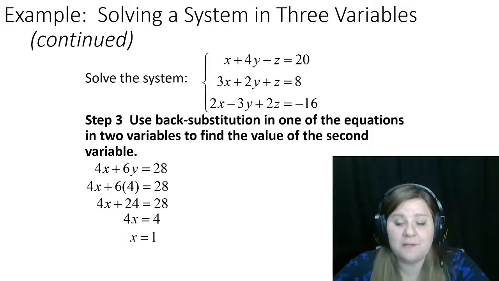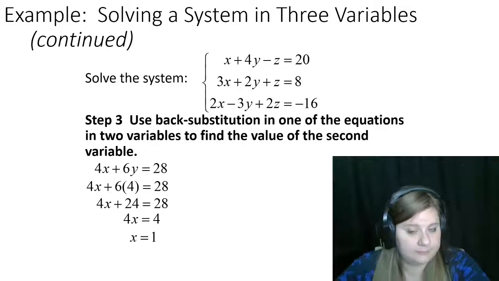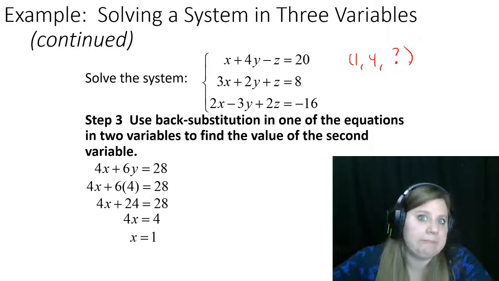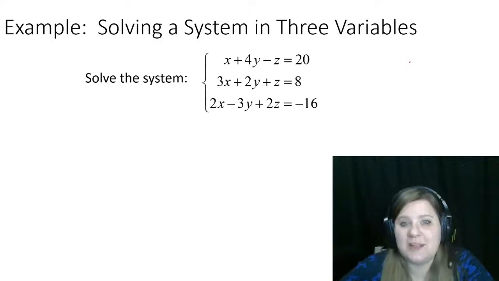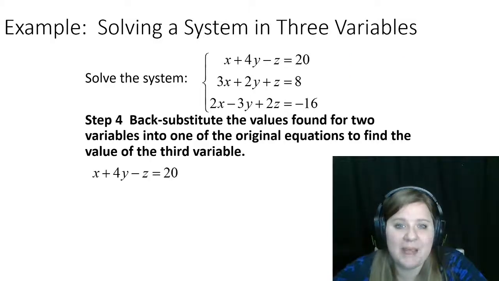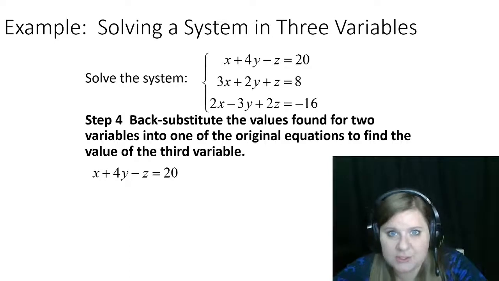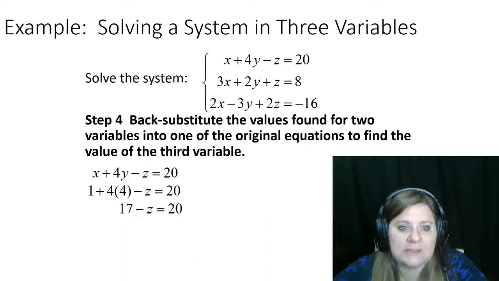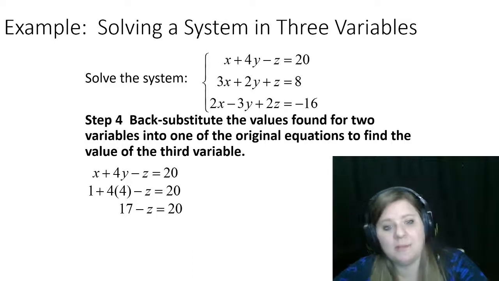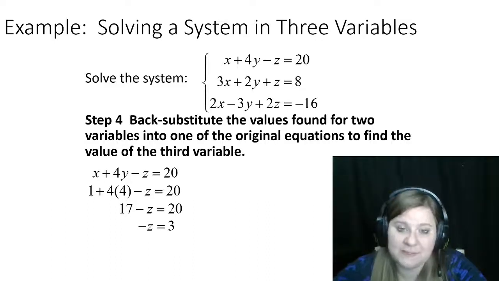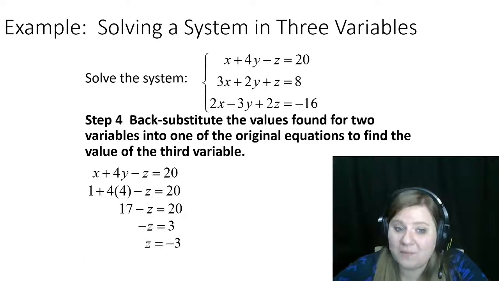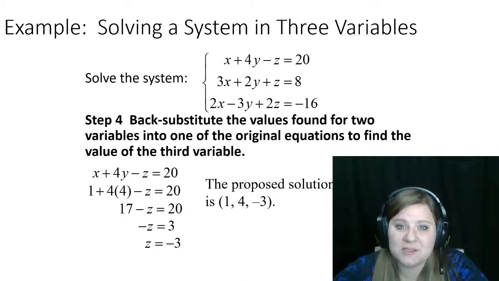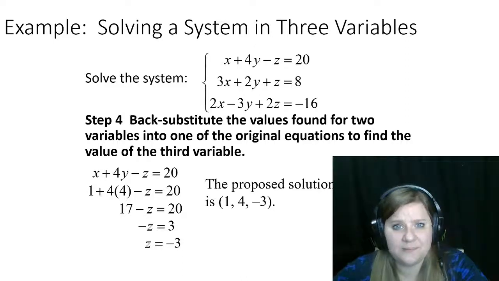So notice that so far I have x equals 1 and y equals 4, so I know my answer is going to be 1, 4, something. To find that something, I'm going to plug 1 and 4 back into one of my original equations. I pick the first one. So I have 1 plus 16, which is 17, minus z equals 20. I subtract 17 from both sides, and I divide by -1, I get -3. So now I have the answer 1, 4, -3.